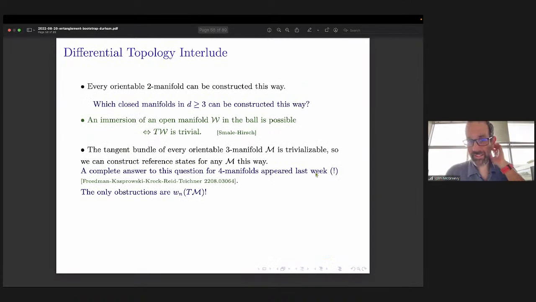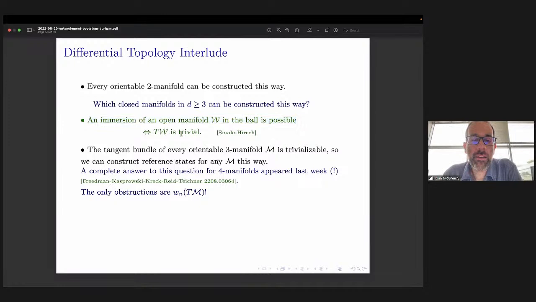Okay, so let me say a few things about which manifolds can be constructed this way. This was a very dramatic story for me personally. I just showed that we can make every orientable surface in this way. The natural question is, which closed manifolds can you make this way in three dimensions or in higher dimensions? One classical fact from the 50s is that if you can immerse an open manifold W into the ball, because that immersion is an isomorphism of tangent spaces, and the tangent bundle of the ball is trivial, it means that the tangent bundle of the manifold that you've immersed is trivial. It gives a trivialization of the tangent bundle.